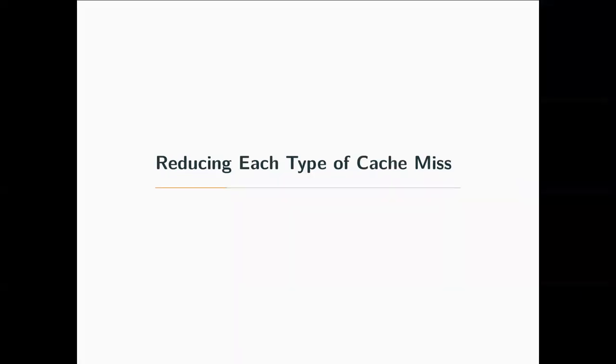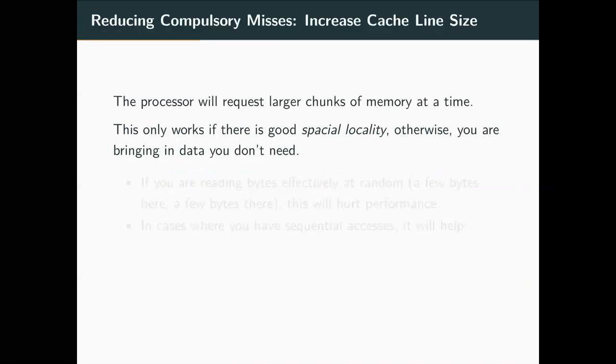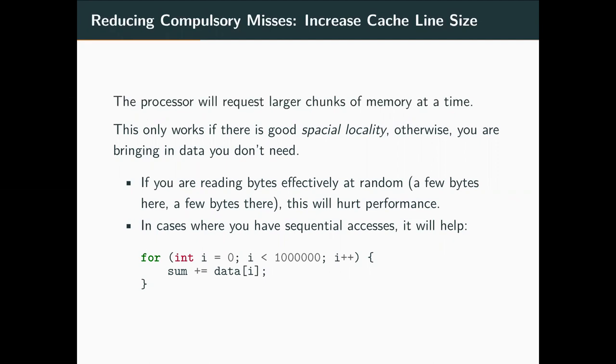We keep losing Mondays, so we'll do a bit of recap. Okay, so if you remember, we were trying to reduce each of the different kinds of cache misses that we discussed. So we had the compulsory ones, conflict, and capacity. We started with looking at how we can reduce compulsory misses.